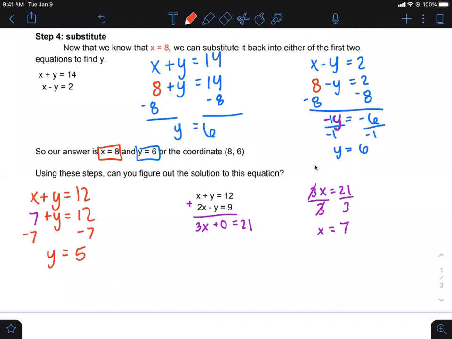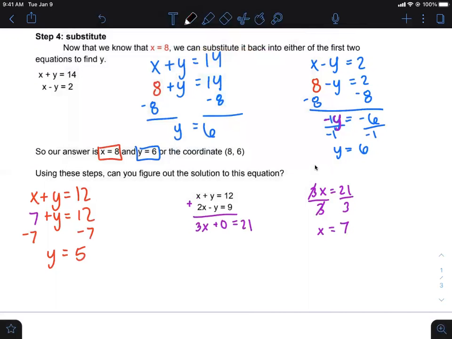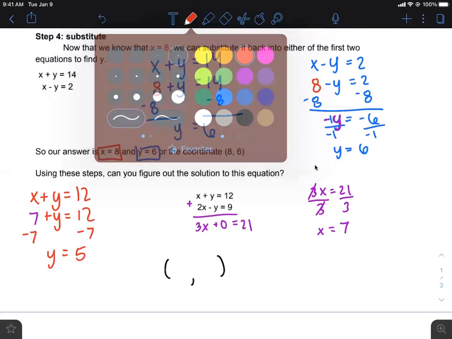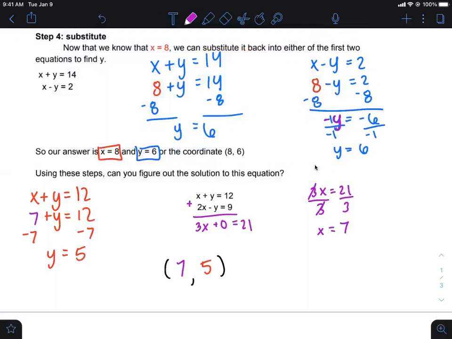Okay. So then that means that my final answer for my coordinate is 7, 5, because x is equal to 7, y is equal to 5. Now, Miss Maggie Killen, what could I do to make sure that my answer is correct?